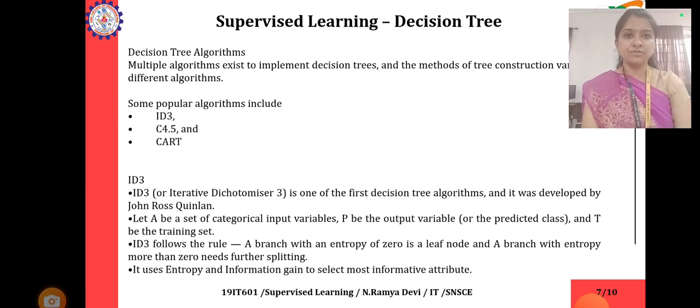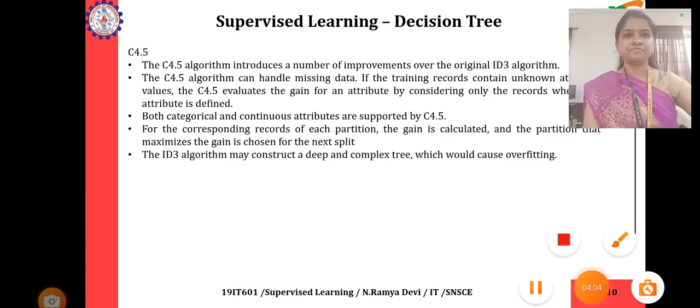ID3, iterative dichotomiser 3, is one of the first decision tree algorithms, and it was developed by John Ross Quinlan. Let A be a set of categorical input variables, P be the output variable, and T be the training set. ID3 follows rules like: a branch with an entropy of 0 is a leaf node, and a branch with entropy more than 0 needs further splitting. It uses entropy and information gain to select the most informative attribute.